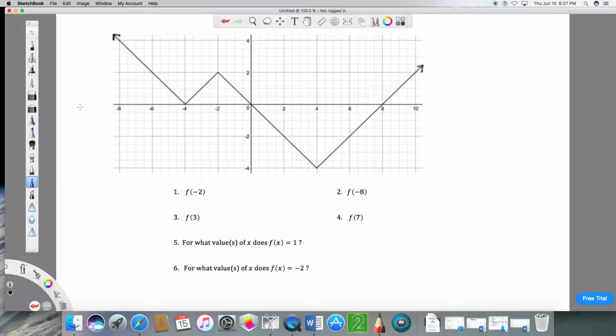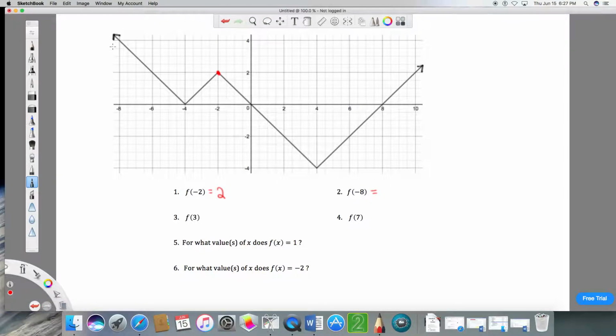So in problem number 1, this is asking you to evaluate this function when x is equal to -2. It's asking for the corresponding y value. So when x is -2, what point is on the graph? Well, this point is the point that's on the graph, so the y-coordinate there is +2, and that's our answer for number 1.